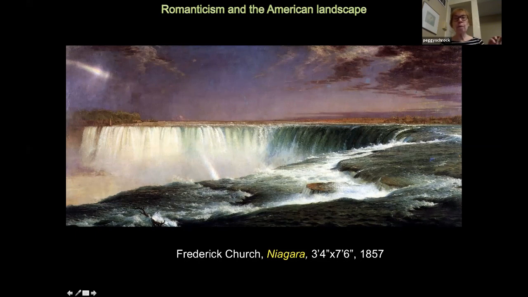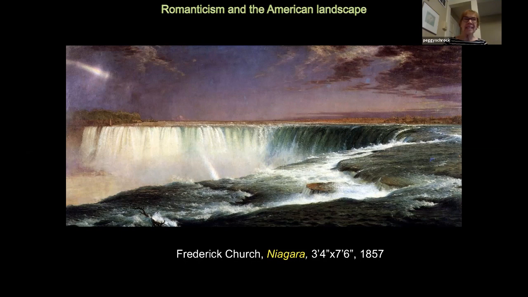And notice the format. We don't talk about format a lot. Format is the proportions, right? The ratio of height to width. This is an exaggerated horizontal, and he's doing that, again, to suggest the vast spaces. By exaggerating it, it feels even more like it goes on and on and on forever.